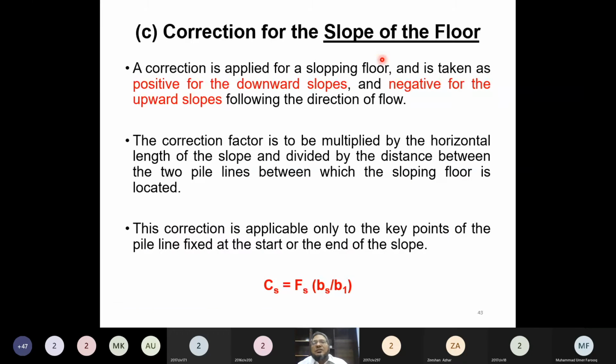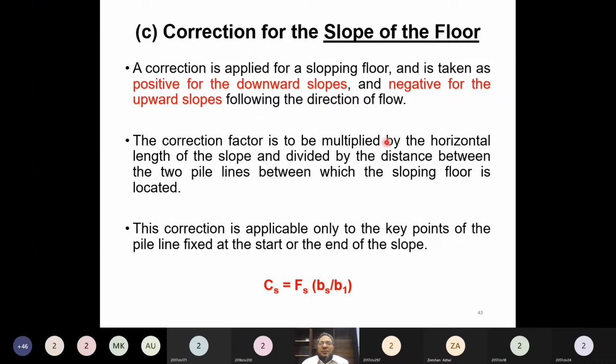Now the third correction for the slope of the floor. So this correction is applied for sloping floor. As we have discussed earlier, sloping floor कौन से हैं? Upstream glacis of the weir and the downstream glacis of the weir. And this correction is taken positive for the downward slopes. Downward slope कौन सा होगा? जो downward हमारा glacis है. And negative for upward slopes. Upward slope के लिए the correction is negative. तो पहले negative है, बाद में positive है. Okay. Following the direction of flow.